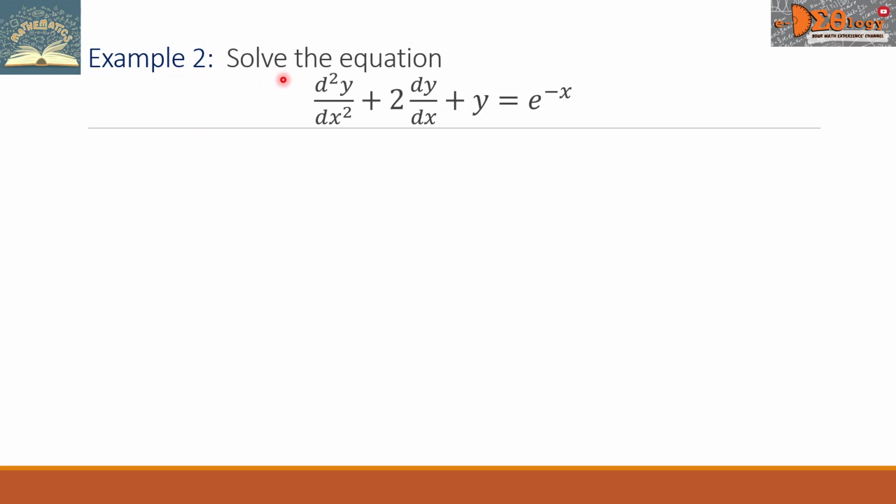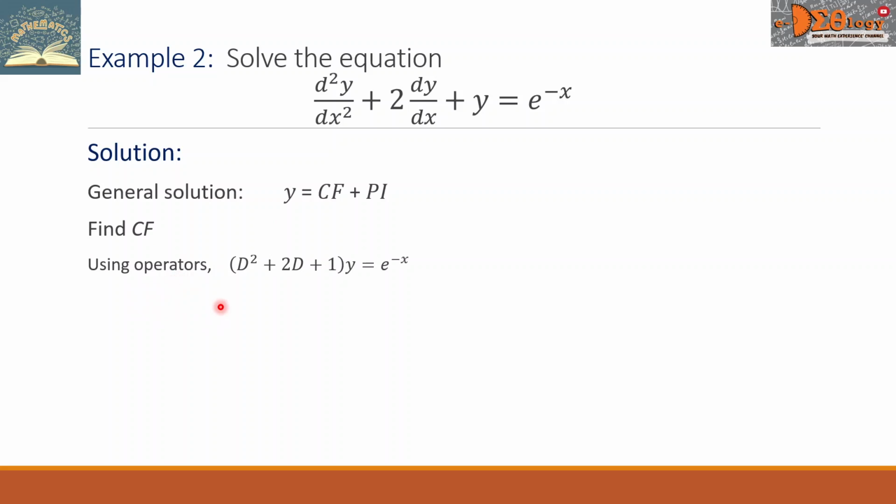Example 2. Solve the equation: the second derivative of y with respect to x plus 2 times dy over dx plus y equals e raised to negative x. The general solution is y equals CF plus PI. Let's begin with finding the CF.